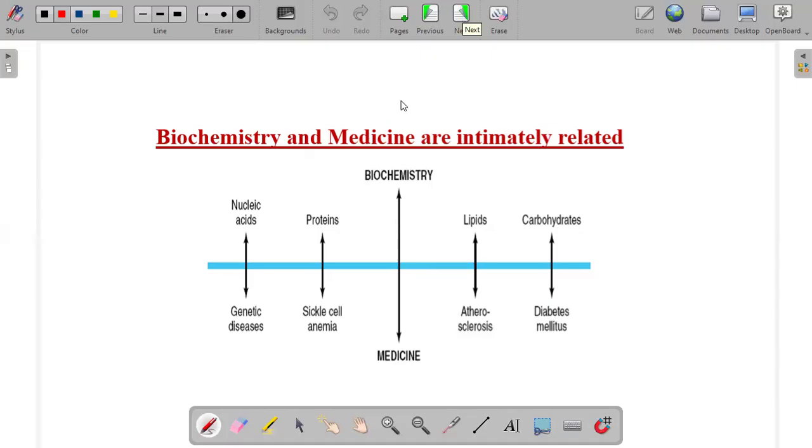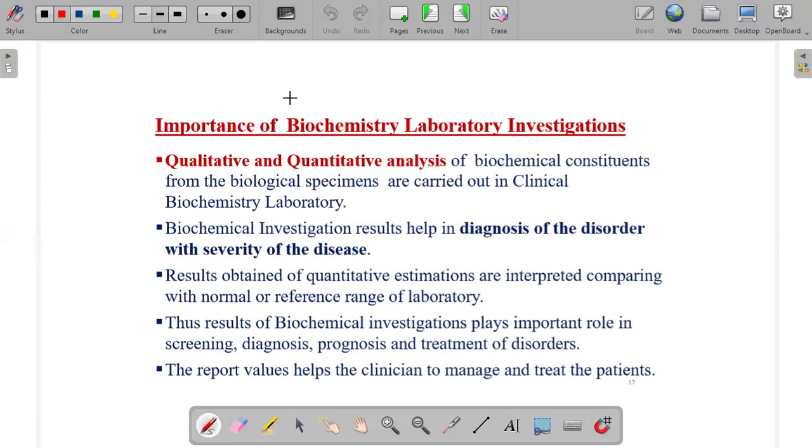Right. Okay. So importance of biochemistry laboratory investigation. Now, the investigation that we are going to be carrying out, if at all you are going to do any lab this semester, notice that you're going to have two types of investigation. We're going to have what we call quantitative analysis and qualitative analysis. You need to understand what qualitative analysis and quantitative analysis are going to be all about when you enter in the lab, right?